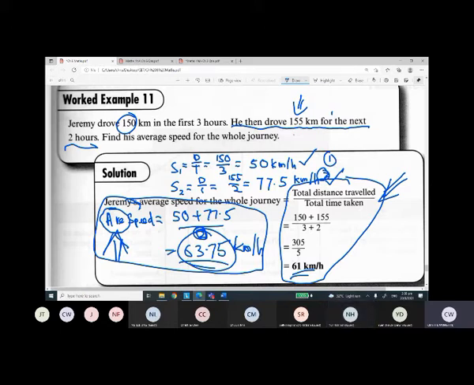Not because of 2 hours, because of 2 speeds. Speed number 1 and speed number 2. Can you see that? If I got 3 speeds, I will divide by 3. So it's just the speed, not the time. It's actually because there are 2 speeds, so I divide by 2.